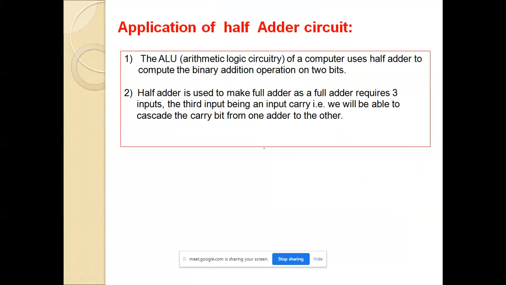Now, what is an application where we can find this? In the ALU, already I have shown you. In the computer we are using it. The half adder is also used to make the full adder. As a full adder requires 3 inputs, the third input being an input carry, we will be able to cascade the carry bit from one adder to the other. Before jumping on to the full adder, we got a gist of why we should study the full adder. Because in the half adder the limitation is we have only 2 inputs, but in the full adder we will have 3 inputs.